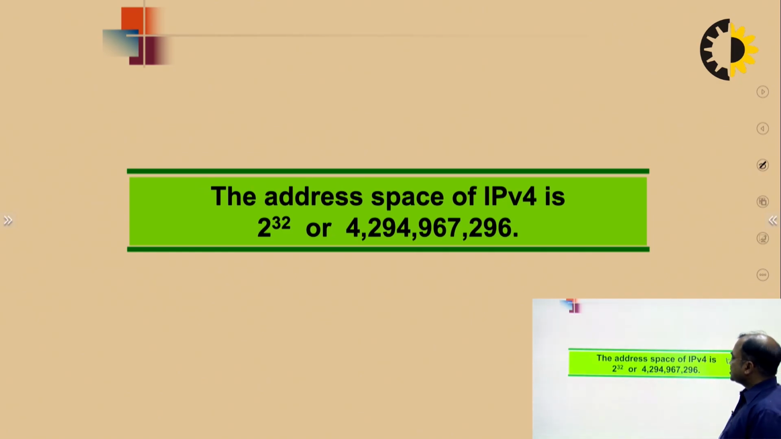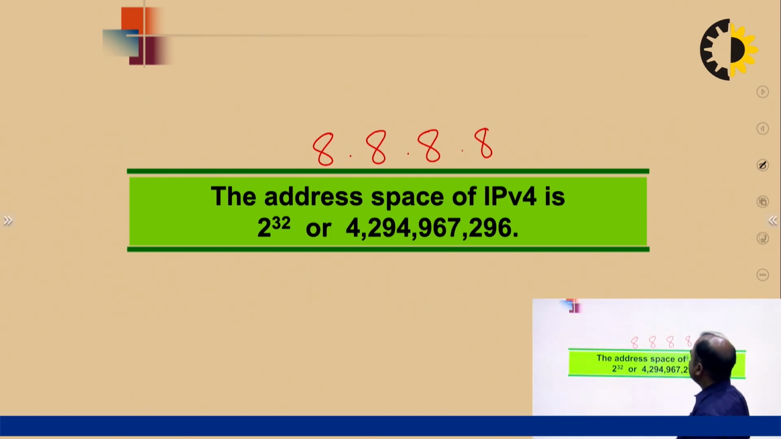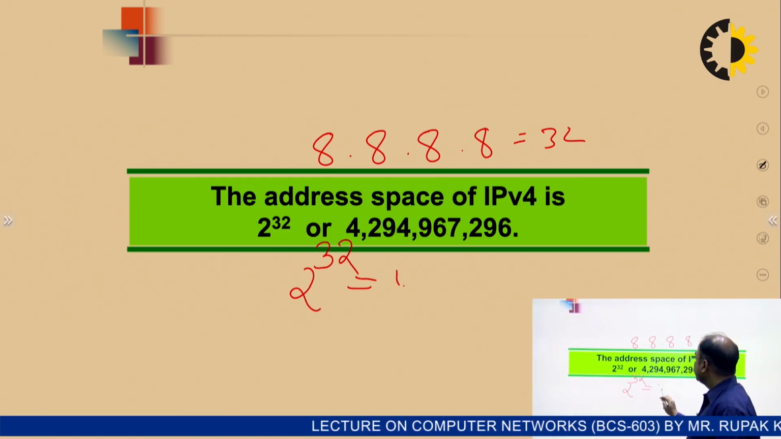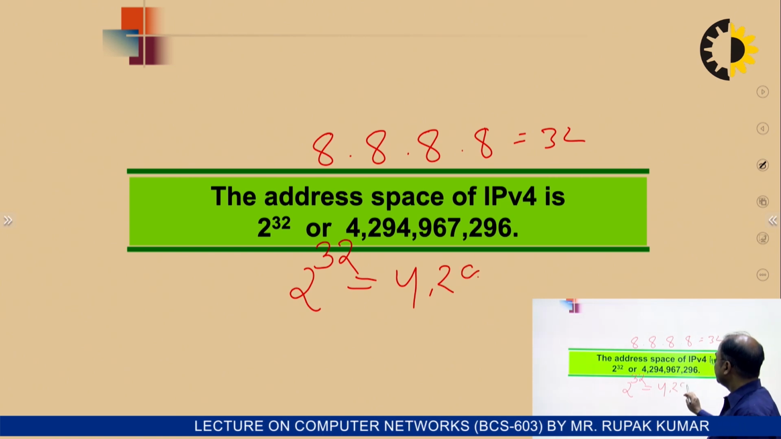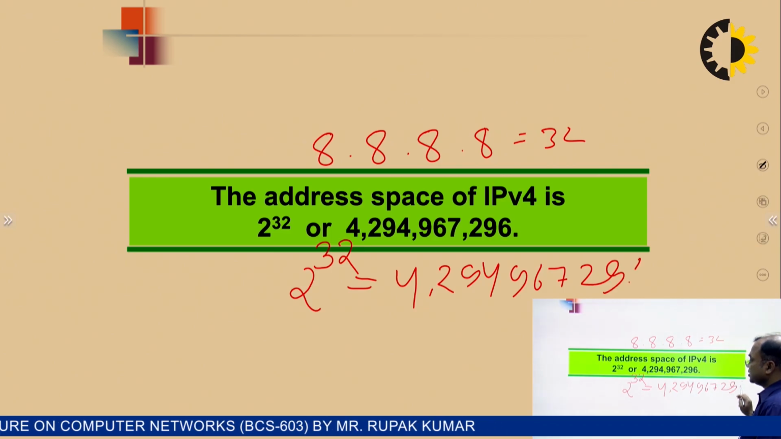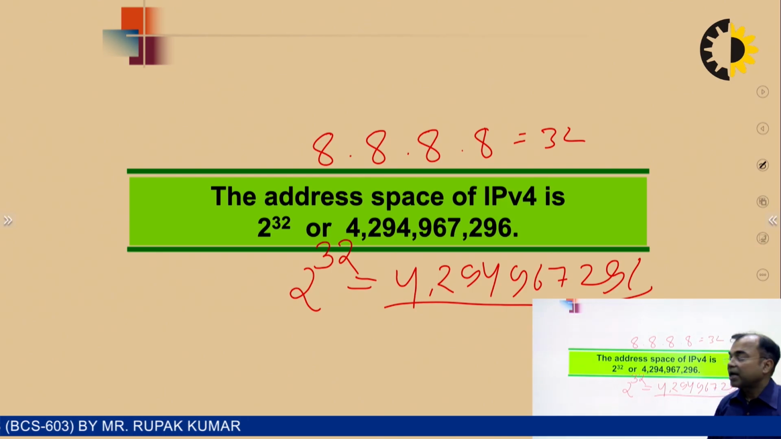Now the address space for IPv4 is basically 2 to the power 32. It means we have four chunks of 8-bit addresses, so each 8 bits makes a total of 32. The number of computers connected with these IP addresses must be 2 to the power 32. That is what we are concerned with: 4294967296. This is the number of computers we can connect in our IPv4 address.